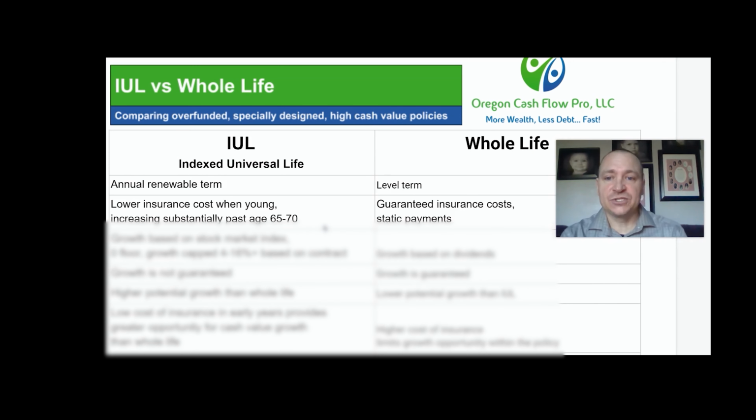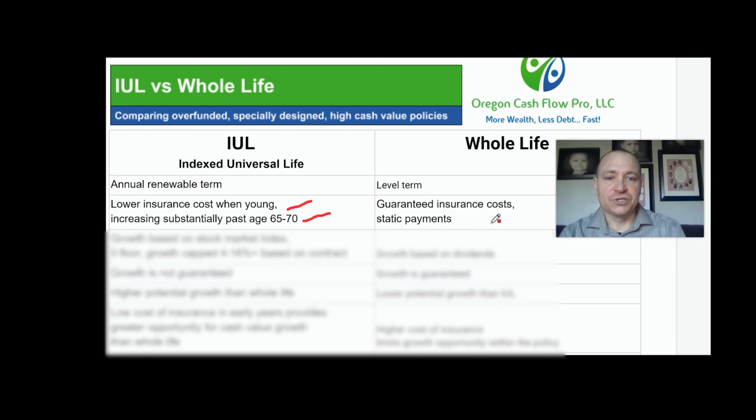So next, Index Universal Life Insurance has a lower insurance cost when you're young, but it does increase substantially past age 65 to 70. This is just the nature of annual renewable term. And part of why we like Index Universal Life Insurance for the performance that it offers is because we get it when we're young and the cost is cheap. As we get older, we've already made the gains that we're going to make on it. So as that cost of insurance increases, we're going to look at other options.